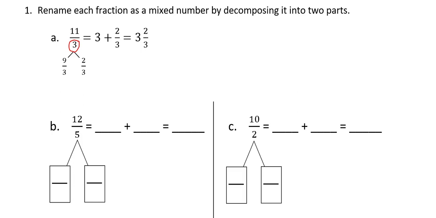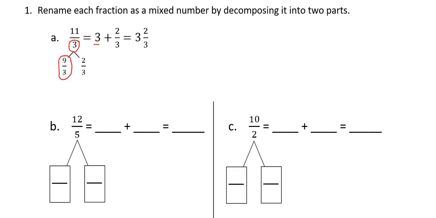Well, to make one whole, I would need 3/3. To make 2 wholes, I would need 6/3. To make 3 wholes, I would need 9/3. To make 4 wholes, I would need 12/3. Well, I only have 11/3, so I need to stop at the 9/3. That tells me with 9/3, I can make 3 wholes.